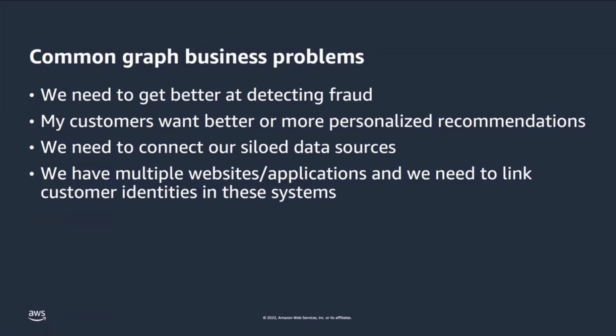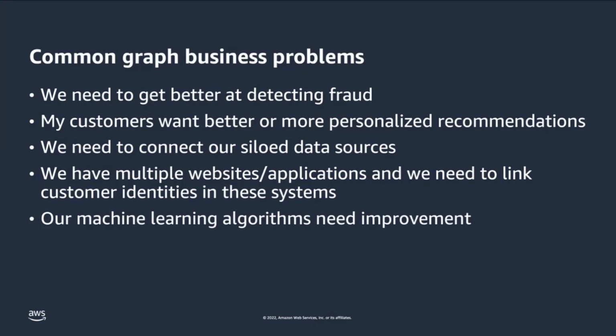Maybe you have multiple websites or multiple applications and you need to link together disparate customer identities in these systems to get that canonical or golden record. Maybe you have machine learning algorithms and you want to use the connections in your data to improve those algorithms to give you better answers. If you went out and looked online, you would probably find that these sorts of questions are really good common business use cases for graph type problems.